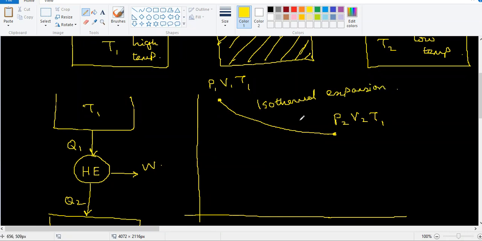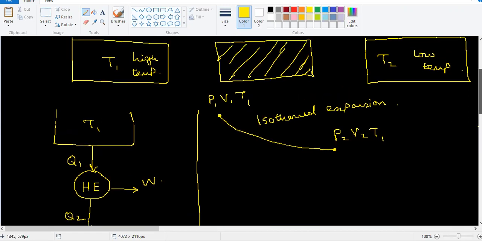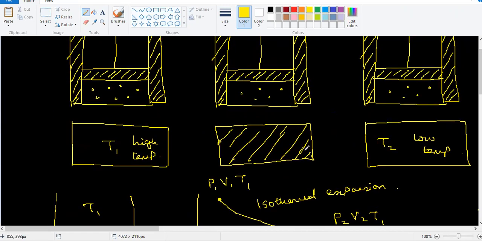As I told you, the piston is going up, which means the volume is increasing. The pressure is actually decreasing. The temperature remains the same. This is what is meant by isothermal expansion. If you are wondering, sir, why do you have this insulated stand? That is where we are going to use the next one.